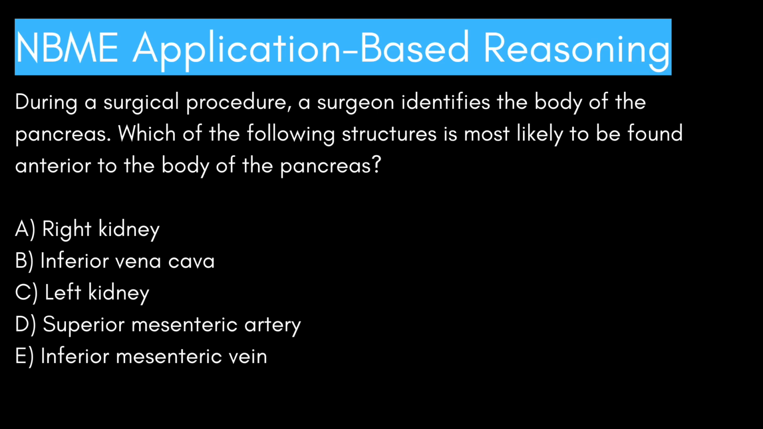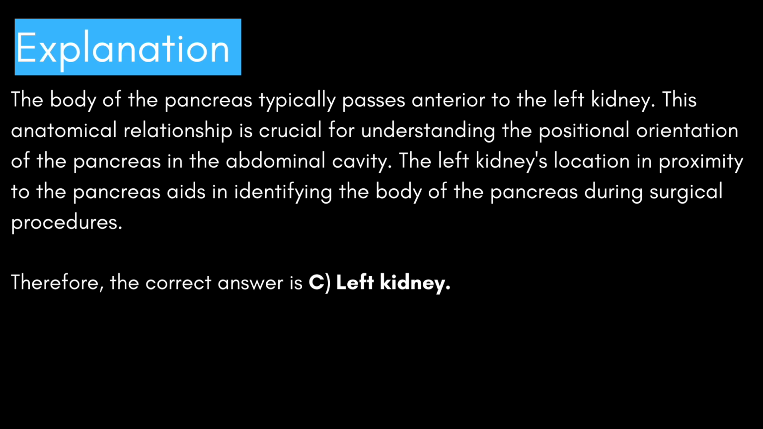Otherwise, moving on now. The body of the pancreas typically passes anterior to the left kidney. This anatomical relationship is crucial for understanding the positional orientation of the pancreas in the abdominal cavity. The left kidney's location and proximity to the pancreas aids in identifying the body of the pancreas during surgical procedures. Therefore, the correct answer is C, left kidney.